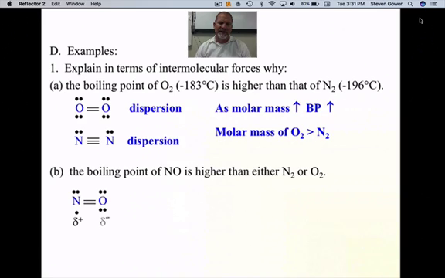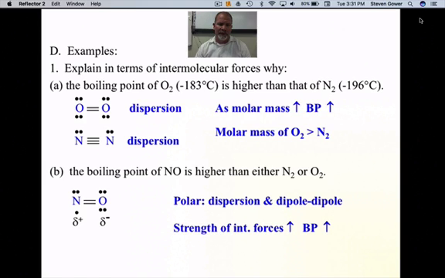So if I look at this, it's going to be lopsided. It is lopsided. My oxygen is going to be partially negative. My nitrogen is partially positive. So when NO binds with another NO, it's going to be a dipole bound to a dipole. Now, like I told you, we're filling the bucket. Dispersion is at the bottom of our bucket, then dipole is in the middle, and hydrogen bonding is at the top of our bucket. So we must include dispersion. Once again, the strength of the intermolecular forces increases the actual boiling point.